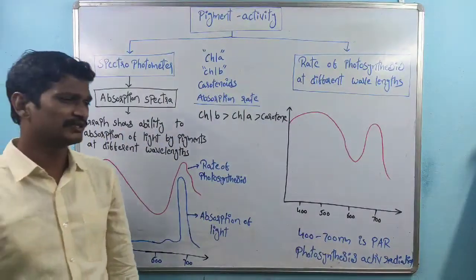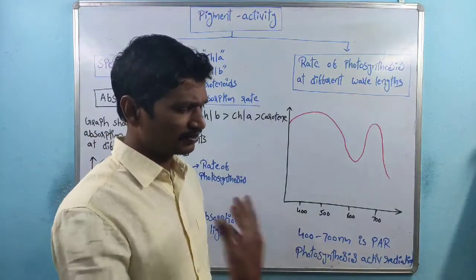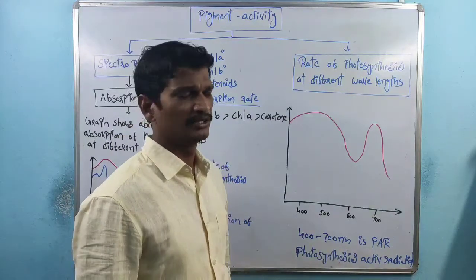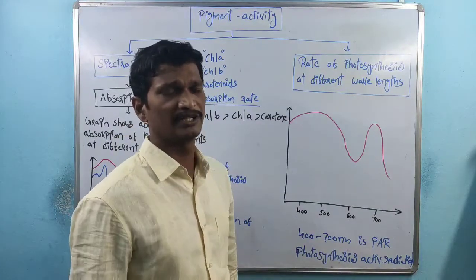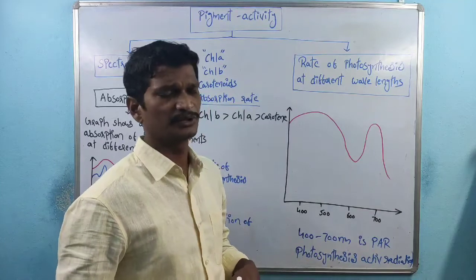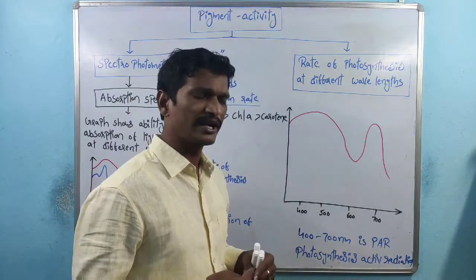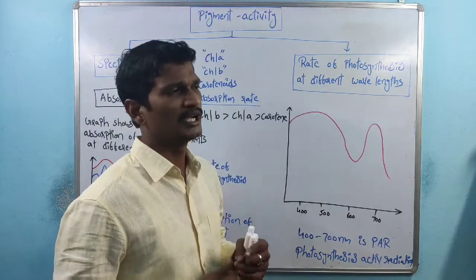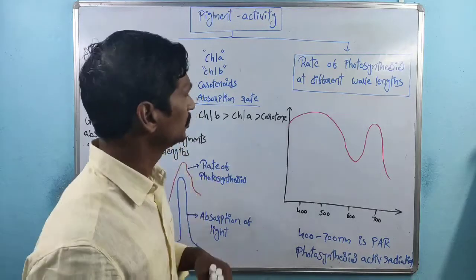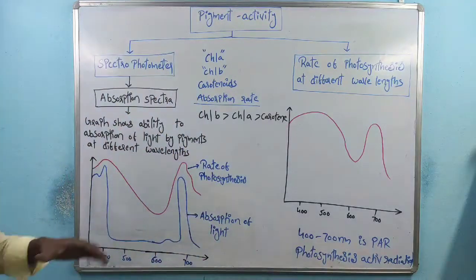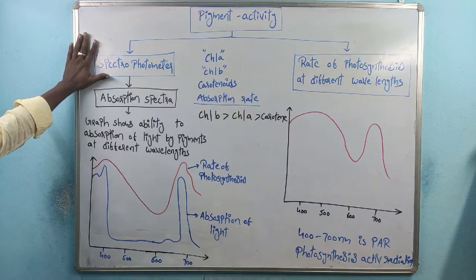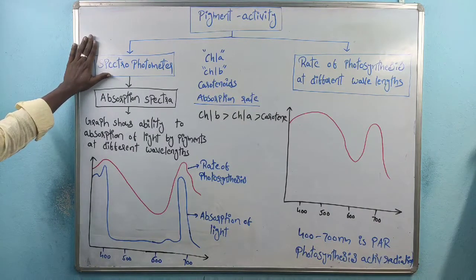Pigment activity is nothing but the absorption of light. Pigments are involved in the absorption of light, so the rate of absorption differs from one type of light to another. Now we are discussing that. Here we are estimating by the spectrophotometer, which is one of the devices. By using that device, we get different types of graphs.